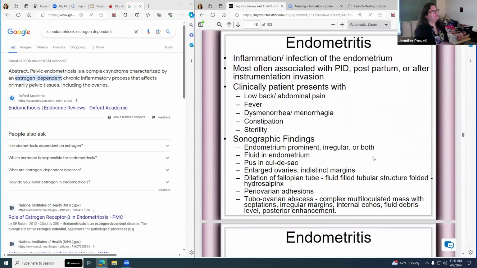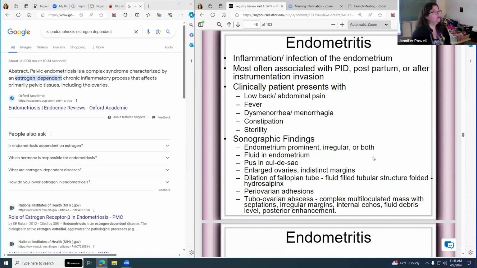Endometritis is inflammation or an infection of the endometrium, most often associated with PID, postpartum, or after instrumentation invasion. Clinically, the patient presents with low back or abdominal pain, fever, painful periods, heavy periods, constipation, sterility. Sonographic findings are an endometrium that is prominent, irregular, or both, fluid in the endometrium, and pus in the cul-de-sac, which is going to look like a cystic area with low-level echoes.